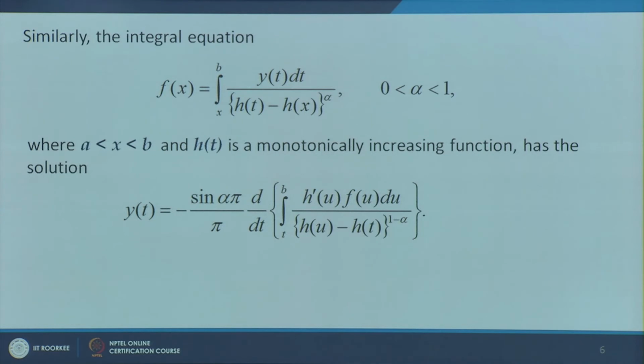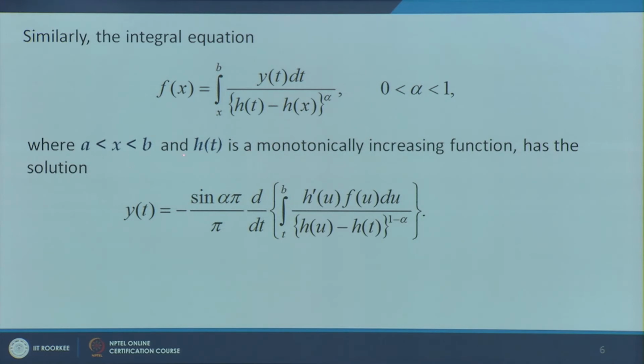Now, let us take an example on this. Similarly, there is another general form of the Cauchy integral equation, where we have f x equal to the lower limit is a variable. In the previous case, upper limit was a variable, lower limit was a constant. Here, upper limit is a constant, lower limit is a variable. So, f x equal to integral x to b psi t dt over (ht minus hx) to the power alpha, 0 less than alpha less than 1.